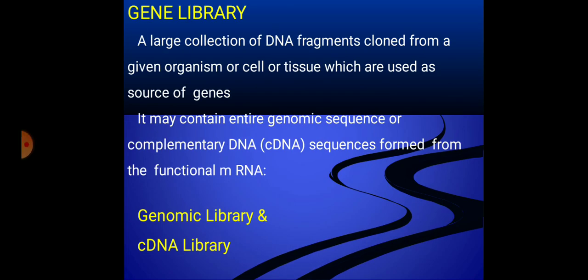Gene library is the collection of different DNA fragments of different sequences of a selected organism, which are used as a source of genes. A gene library may contain the DNA fragments of the entire genomic sequence, or it may contain the cDNA library derived from mRNA. Accordingly, gene library is of two types. One is the genomic library, another one is the cDNA library.